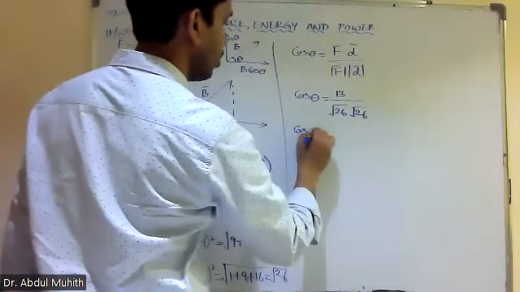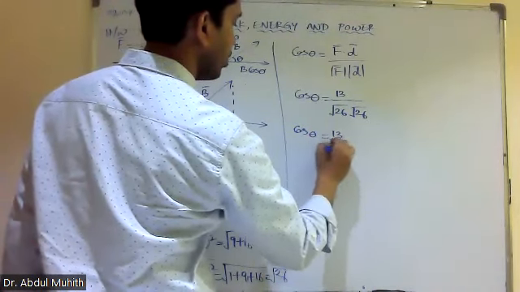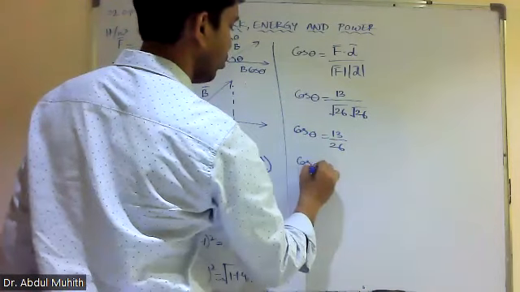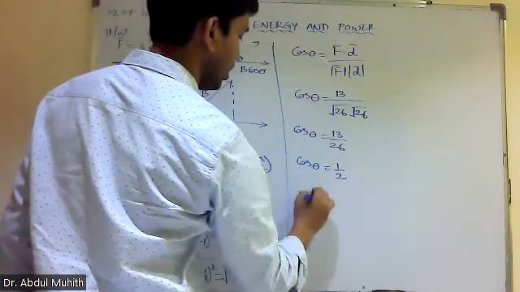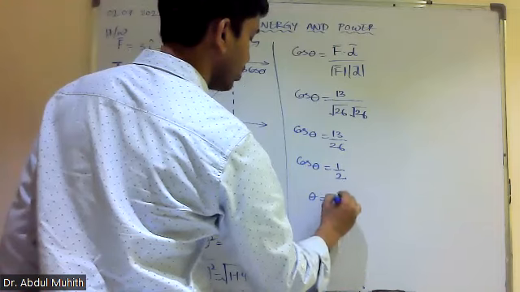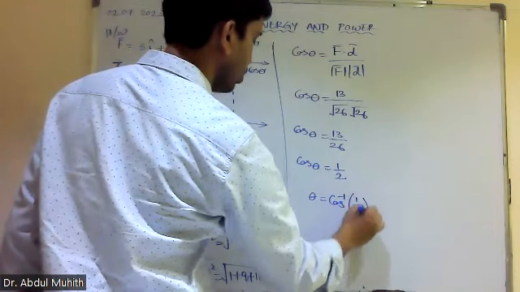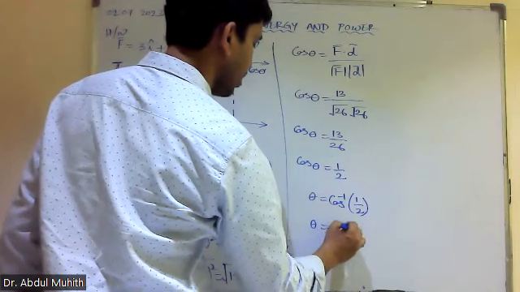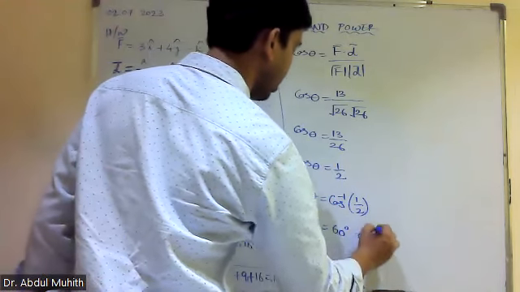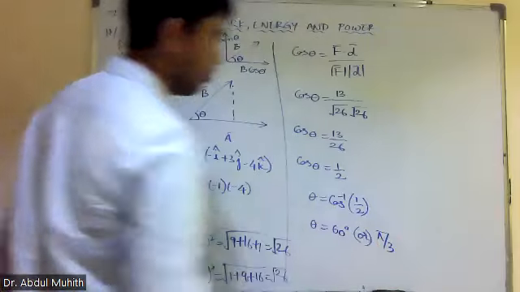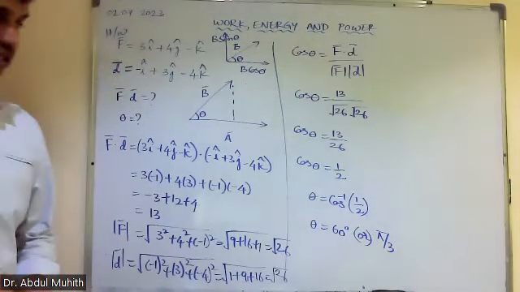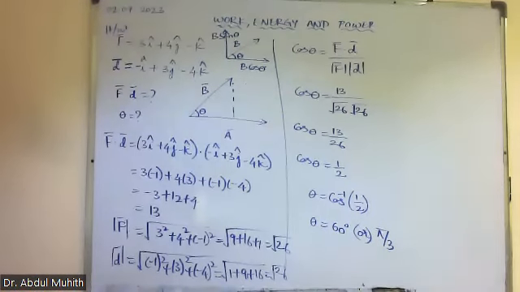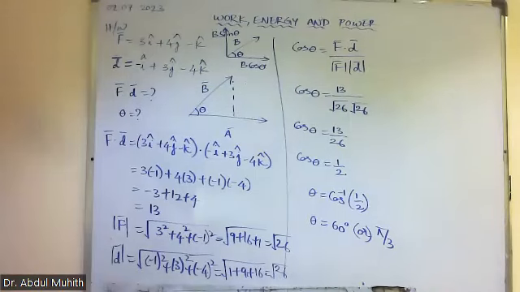So cos theta equal to 13 by 26. Cos theta equal to 1 by 2. Theta equal to cos inverse of 1 by 2. When do we get 1 by 2? 60 degrees. Okay, or we can also write pi by 3. Is it clear? This is the angle between the two vectors. Okay, please do copy this one. If you are in any doubt, please ask me.